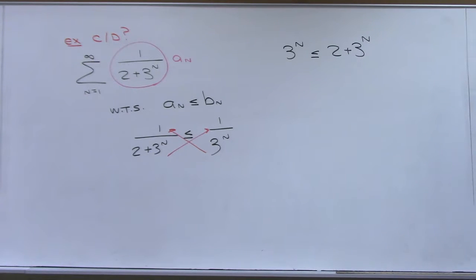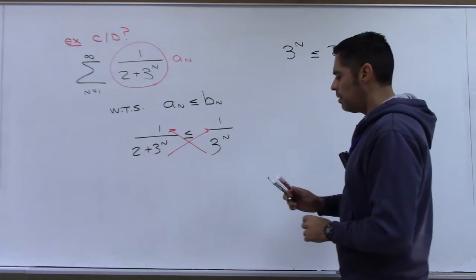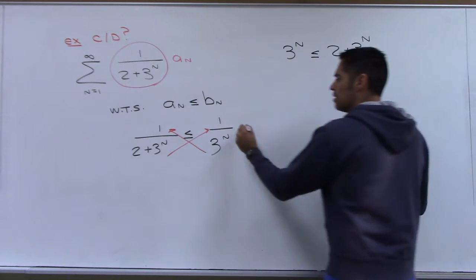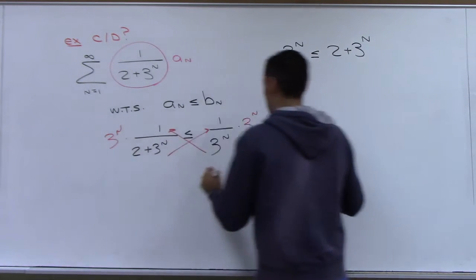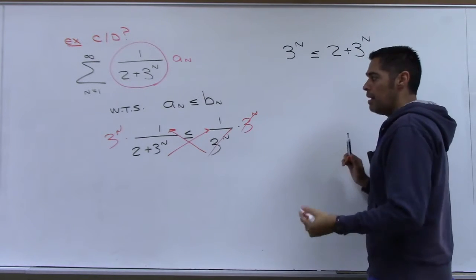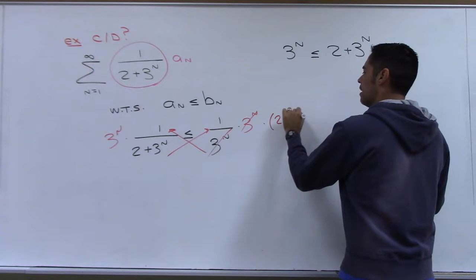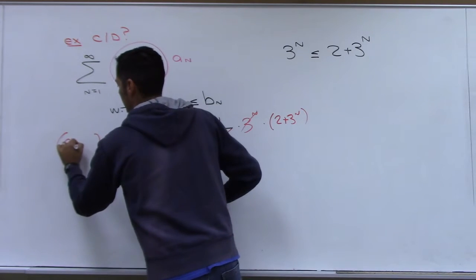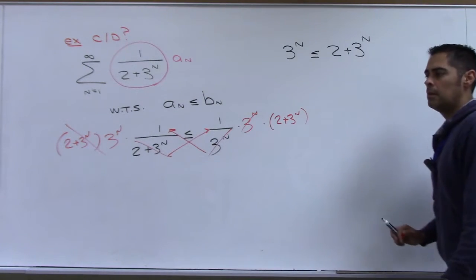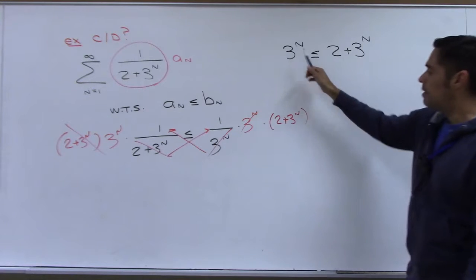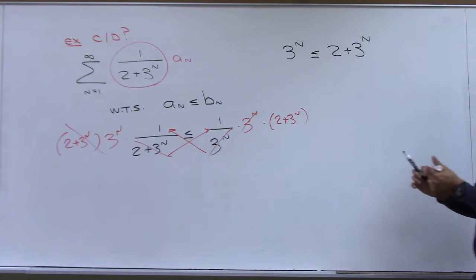Yes? That was the question I had yesterday when you left. Oh, when I abandoned you? Yes. So technically you could do that and then just kind of forget about the bottom. Yes, but please understand what you're doing, okay? What you're doing is multiplying by 3 to the n here and 3 to the n here, right? These cancel. Then you're multiplying by 2 plus 3 to the n here and 2 plus 3 to the n here. These two cancel. And so what you're left with is on the left side, 3 to the n, on the right side, 2 plus 3 to the n. That's what's actually happening algebraically.